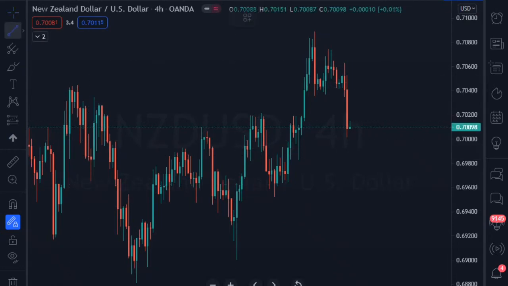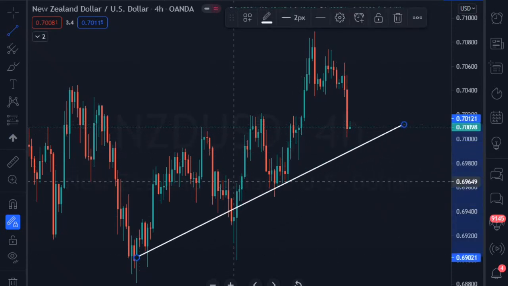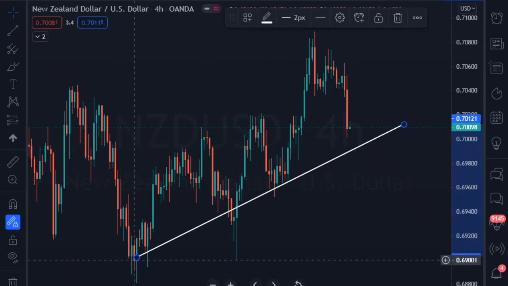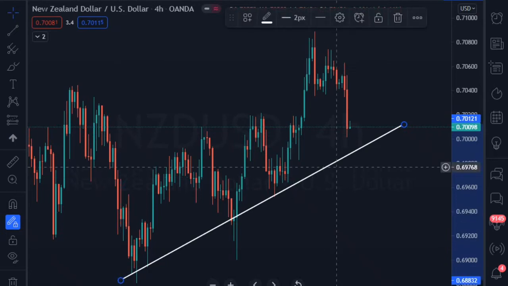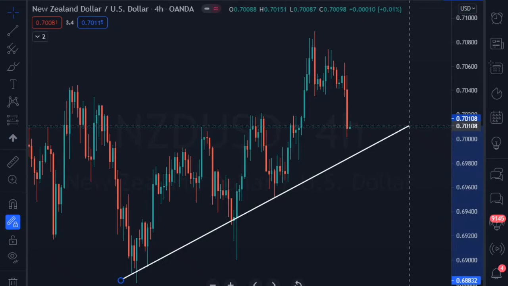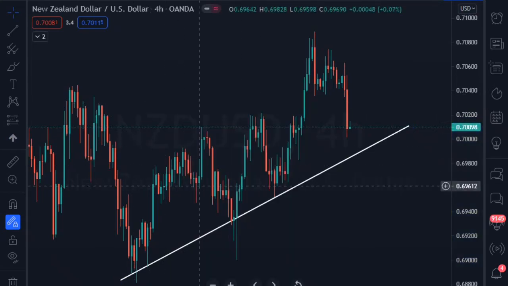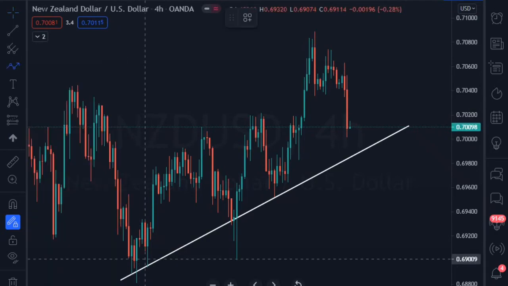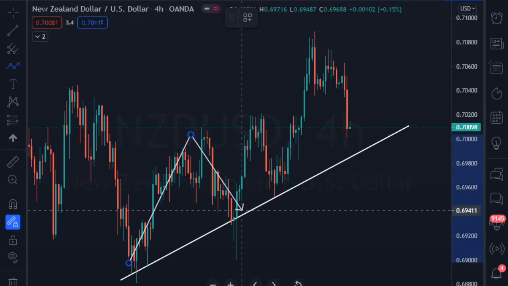On NZUSD, we are having a little uptrend formation. I hope you guys could see that. I want to arrange that well. We're having a little uptrend formation, as you can see here. On NZUSD, we are seeing this whole pattern coming out.